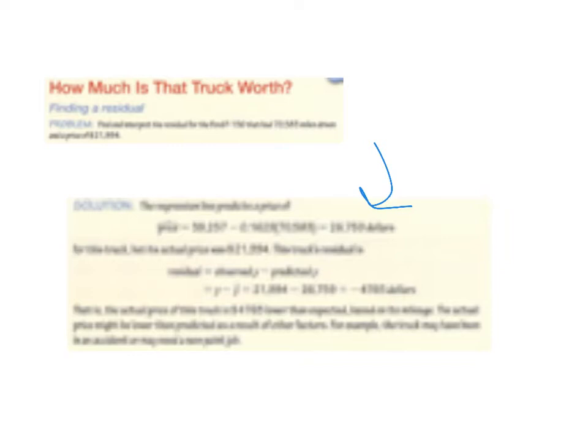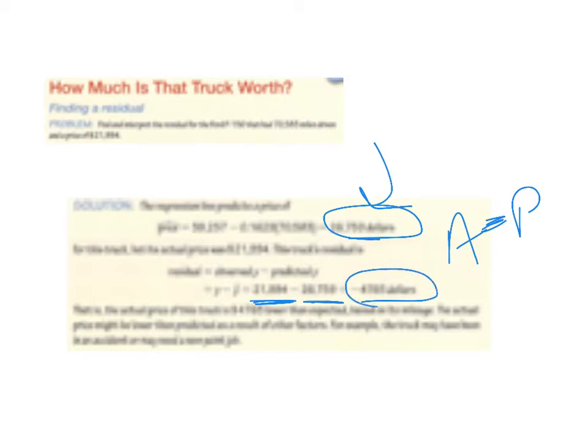Okay, the actual price was $21,994. I calculated my predicted price there. Remember, my order here is actual minus predicted, or AP. So I take my actual price, I subtract from the predicted price, and I get a negative $4,765. So now I found a value, I calculated my value, but I need to interpret that and put that in context, because this was a two-part thing. It asked you to find it and interpret it.